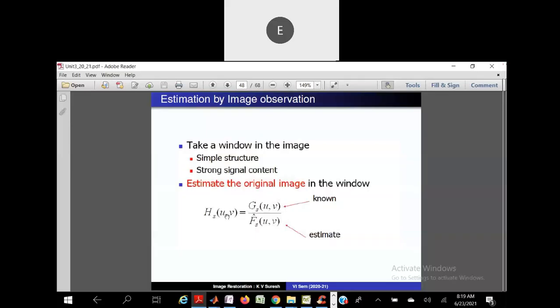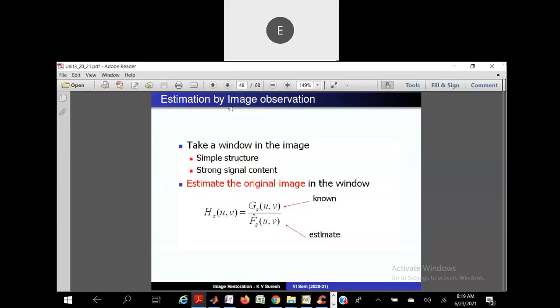So thereby I find H, and in that small region I have determined the blur. I'll assume that the blur is the same all across the image and use that estimate to further do the restoration.